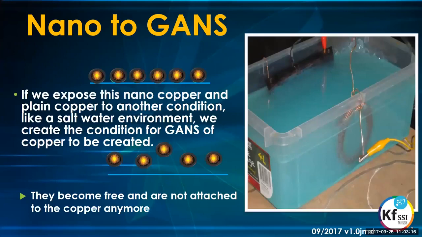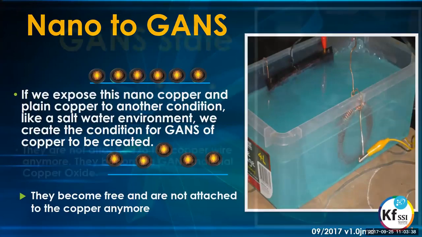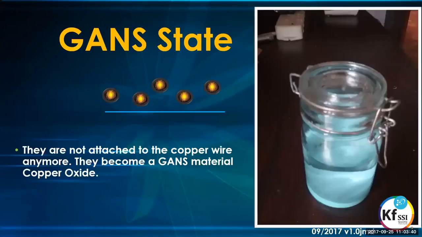So, a short example here: if we expose this nano copper and plain copper to another condition, like a saltwater environment, we create the condition for the GaNS of copper to be created. These GaNS become free and are not attached to the copper anymore. And they become a GaNS material, being copper oxide.